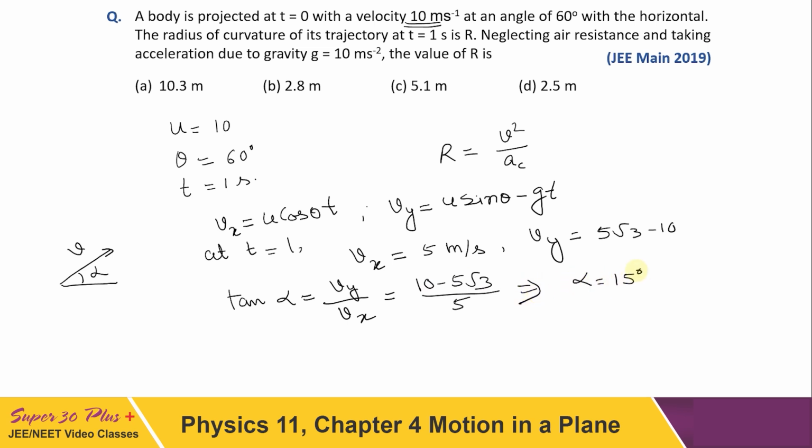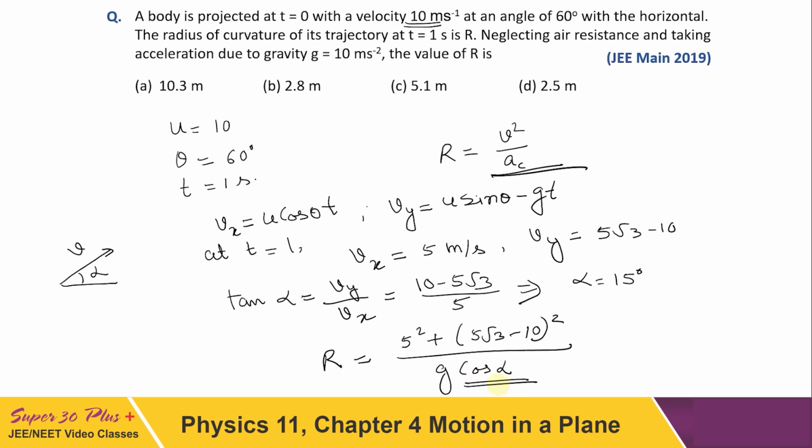So this is the angle which the velocity vector is making with the horizontal direction at time t equal to 1. The radius of curvature can now be written as, I had written here also, square of the magnitude of velocity, which is given here as 5 square plus (5 root 3 minus 10) square, divided by g cos alpha.